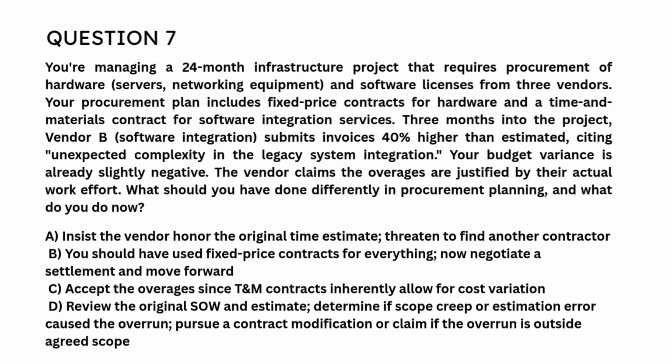A. Insist the vendor honor the original time estimate. Threaten to find another contractor. B. You should have used fixed price contracts for everything. Now negotiate a settlement and move forward. C. Accept the overages since T&M contracts inherently allow for cost variation. D. Review the original SOW and estimate. Determine if scope creep or estimation error caused the overrun. Pursue a contract modification or claim if the overrun is outside agreed scope.